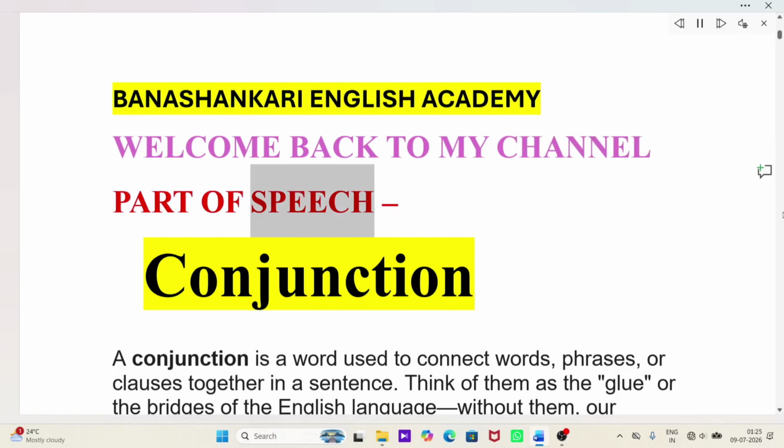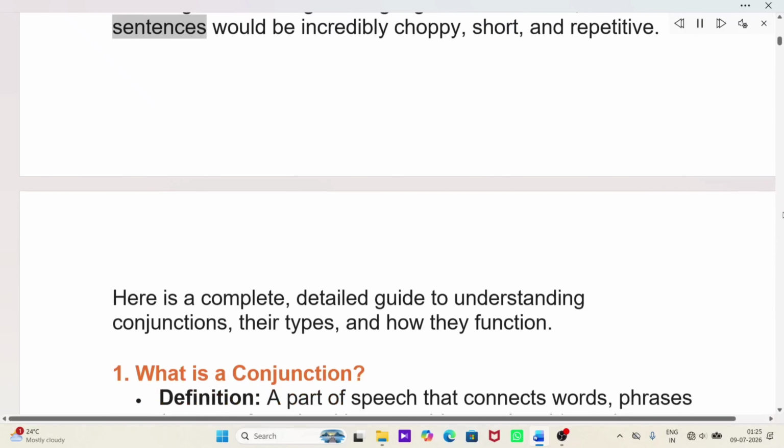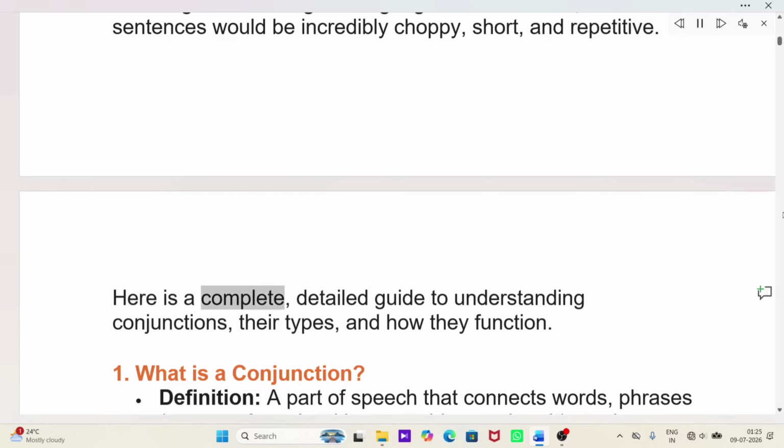Part of speech: conjunction. A conjunction is a word used to connect words, phrases, or clauses together in a sentence. Think of them as the glue or the bridges of the English language. Without them, our sentences would be incredibly choppy, short, and repetitive. Here is a complete, detailed guide to understanding conjunctions, their types, and how they function.